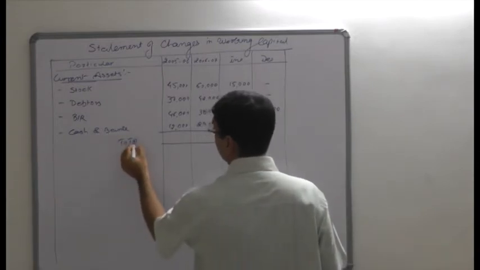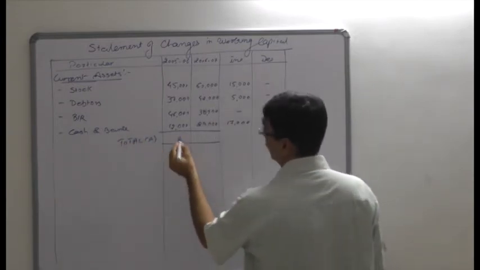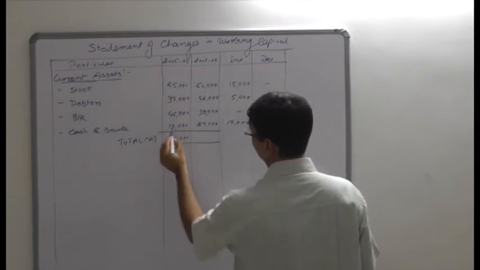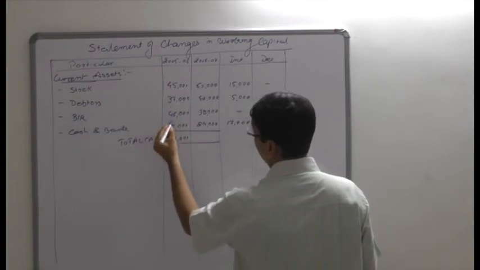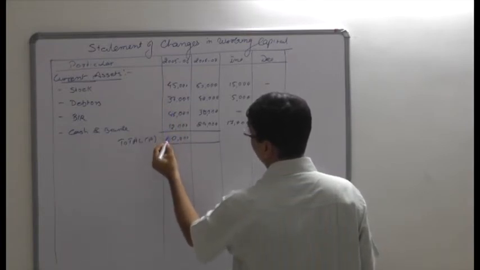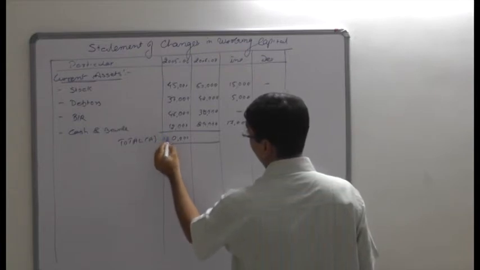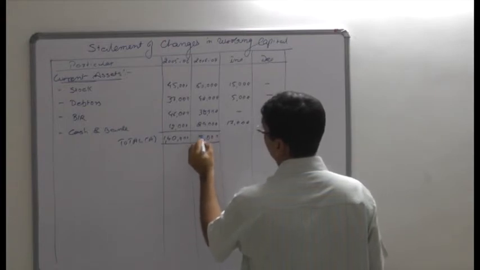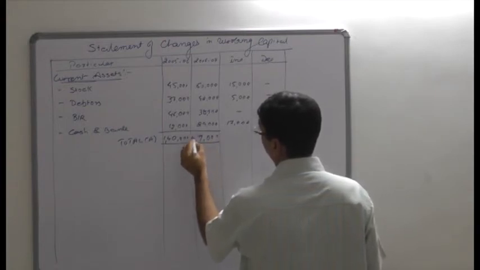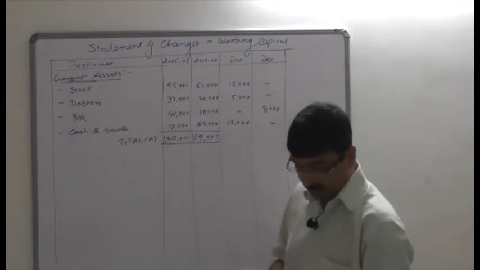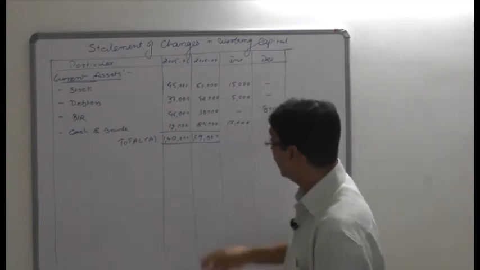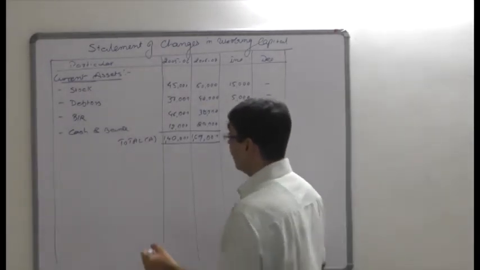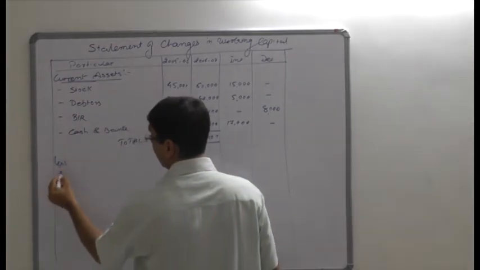So the total current assets for the last year, make a total of these items. The total of the last year current assets is around 1,40,000 and the total of the current year current assets is 1,69,000. Now less current liabilities.